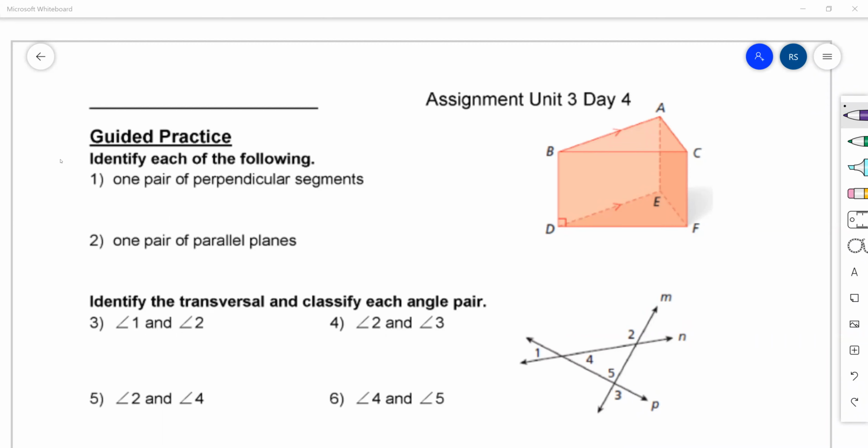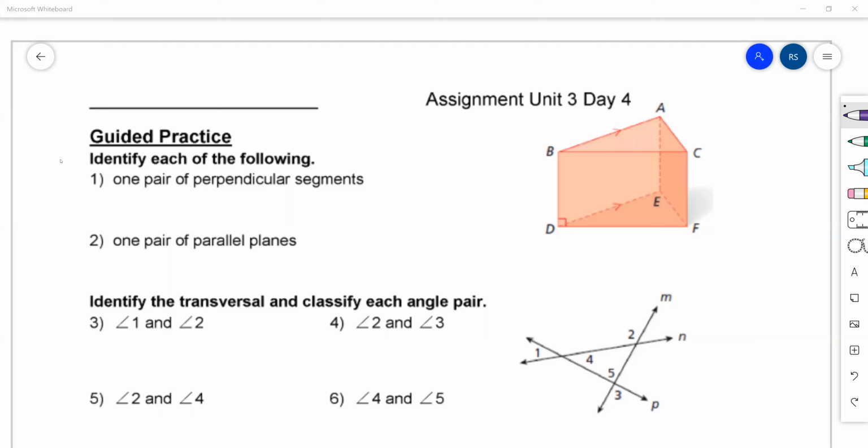Okay, so now on to the guided practice for day 4. Almost looks like on the screen we got ourselves a slice of cheese here. Okay, corny statements aside. First one, they ask us to identify a pair of perpendicular segments.